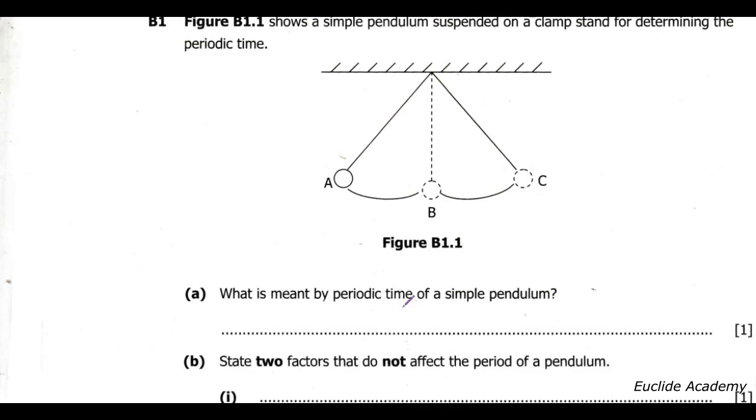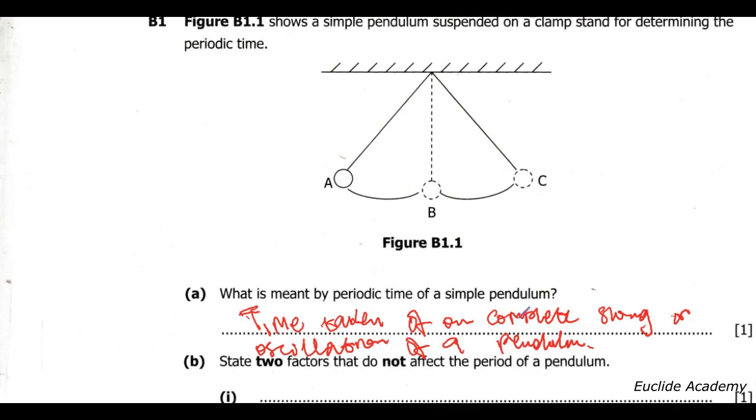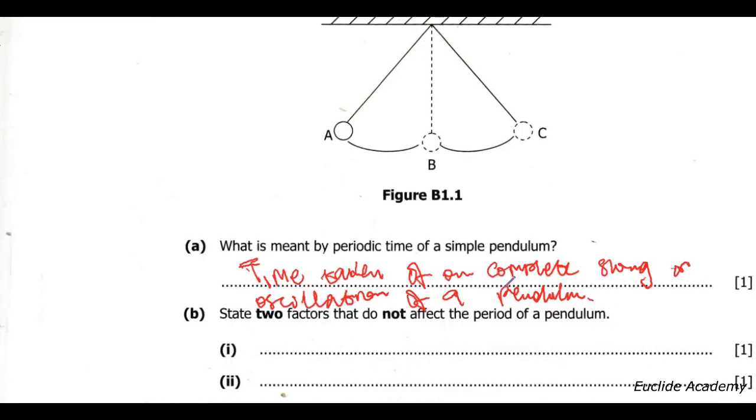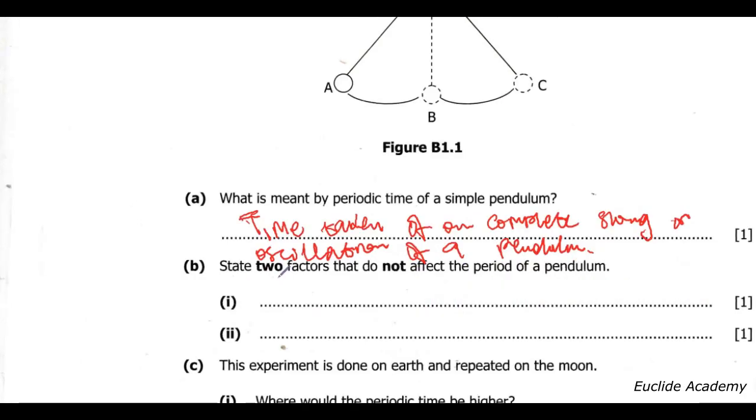What is meant by periodic time of a simple pendulum? This is the time taken for one complete swing or oscillation of a pendulum. That is the periodic time, the period of a simple pendulum: the time taken for one complete swing of a pendulum or an oscillation.